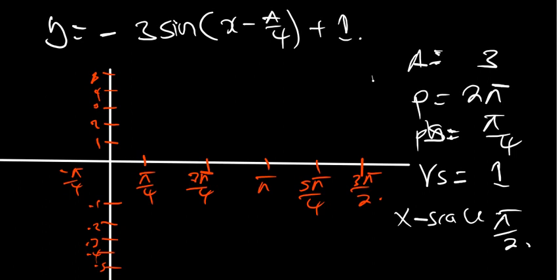From here, what we're going to do, we need to put the vertical shift. This is the vertical shift. The graph is going to cut where there's 1. Where there's 1 is this point. That's where the graph is going to be starting from here.